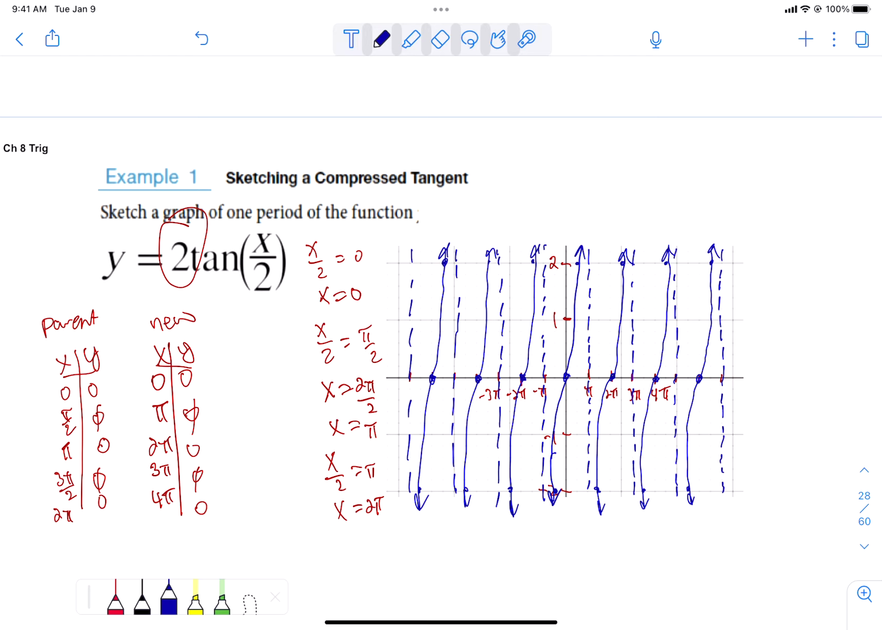So let's look at what happened. The inside always affects the x's. So the x over 2 made us multiply all the original x's by 2. So that's why they became 0, pi, 2 pi, 3 pi, 4 pi. The pattern of the zeros and the asymptotes are not going to change. Now, if we added something on the outside, you do have to add that to 0. But an asymptote plus something is still an asymptote. So the asymptotes really don't get changed. There's our first example.